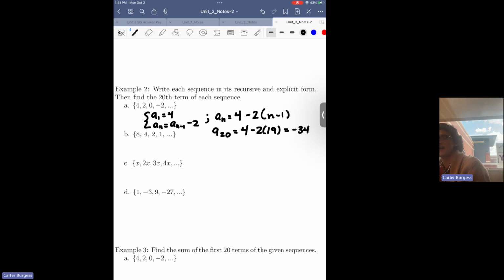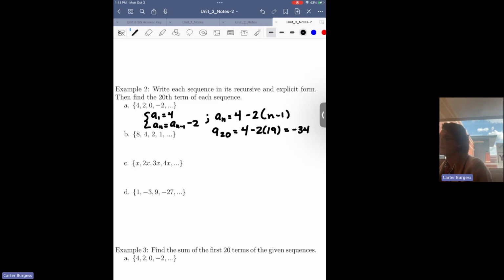Questions here with our recursive form, explicit form, using the explicit form to find particular values of a sub n. Sure, you could use the recursive. To know something about a sub 20, I would need to know a sub 19. To know something about a sub 19, I would need to know something about a sub 18. It would take a very, very long time, which is why we are shortcutting it with the explicit form.